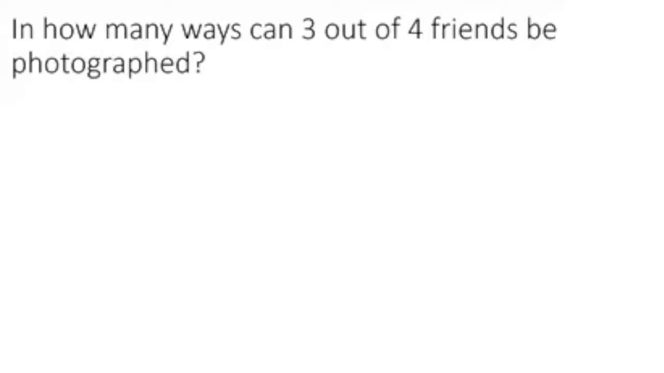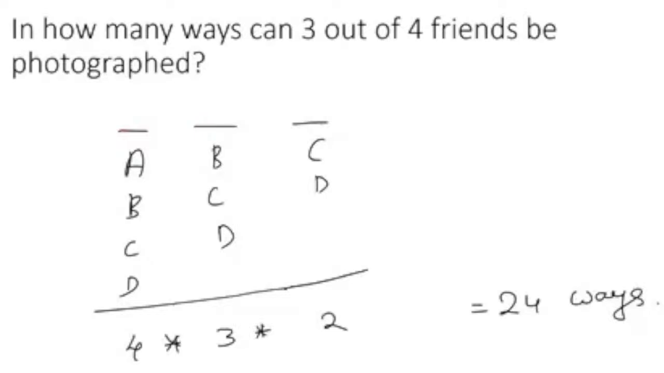In how many ways can 3 out of 4 friends be photographed? So the photograph should happen with only 3 people among the 4 people. How can I get it here? The answer is, for the first place 4 ways, next 3 ways, then 2 ways, total 24 ways here. Guys, I hope everyone can see this. Here I consider A, B, C, D as the friends. For the first place I can select any one of them, and the next places will be decreasing. That's why the answer is 4 into 3 into 2, 24 ways.